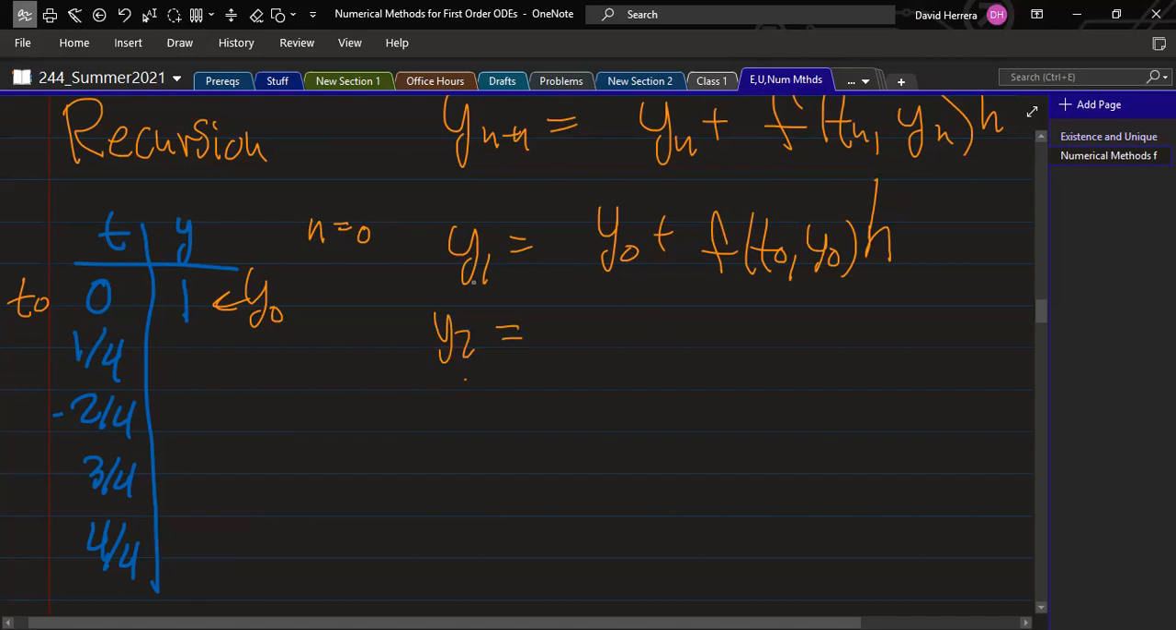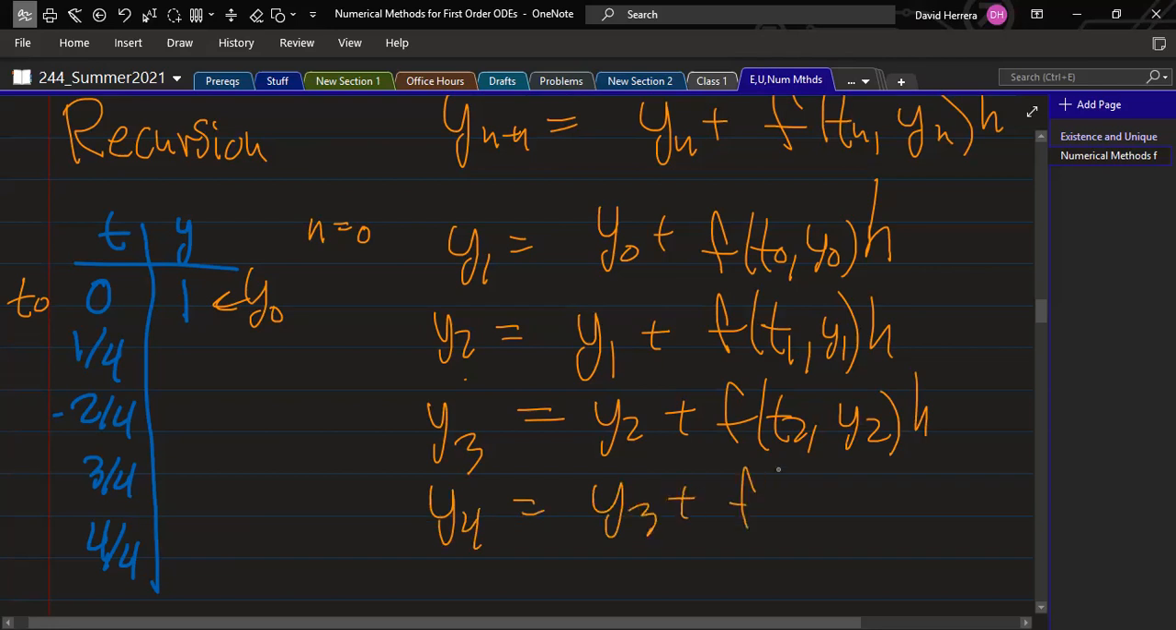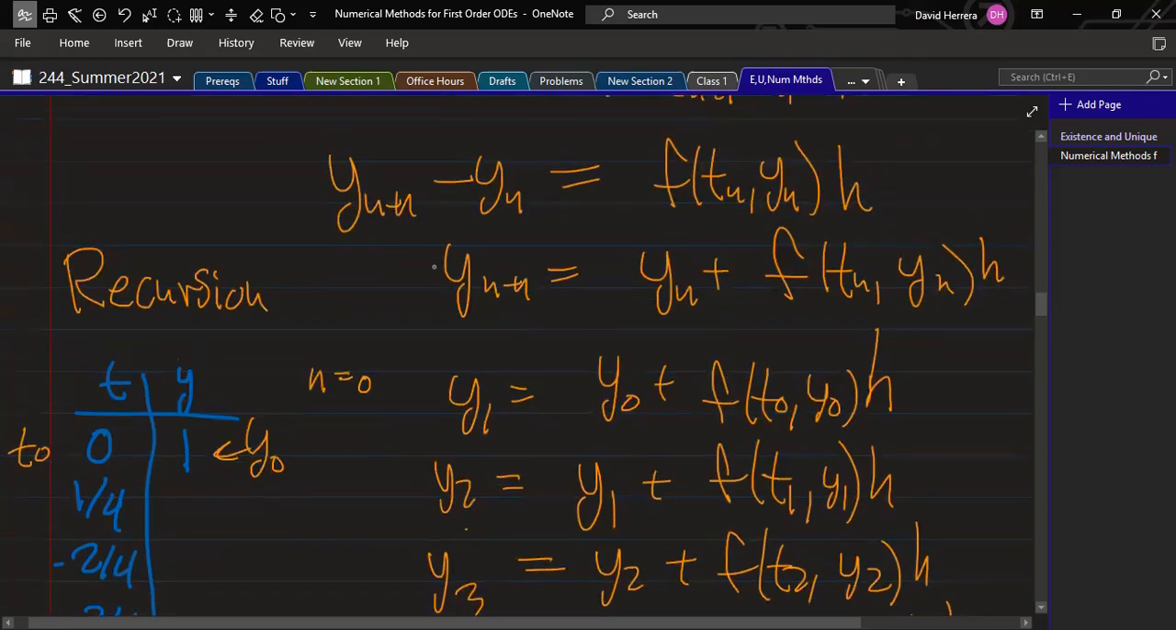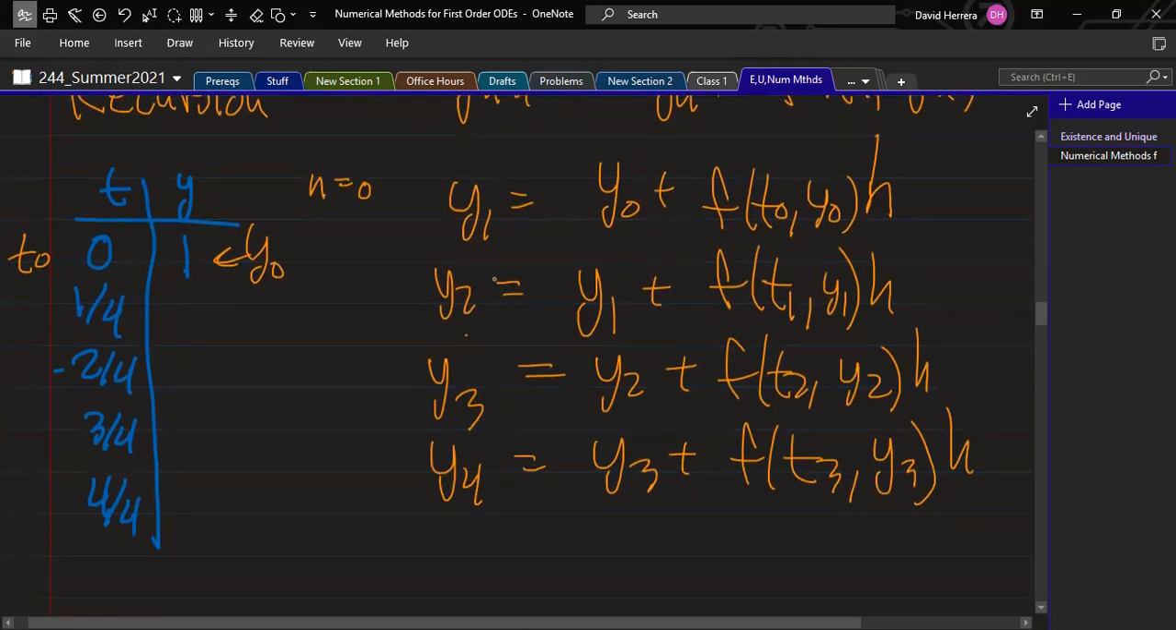y2, so once I know y1, I can calculate y2. It's going to be y1 plus f of t0, I apologize, t1, y1 times h. y3 is y2 plus f of t2, y2, h. And then y4 is y3 plus f of t3, y3 times h. So you just calculate each of these. If you were using a computer, you would write a for loop with this kind of expression here. But if you're going to do it by hand, you have to do each step by yourself. That's what the for loop does, basically.